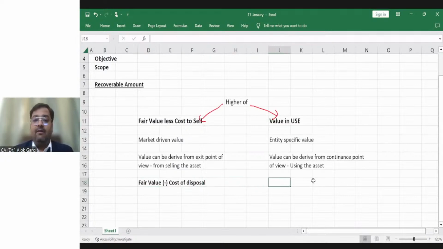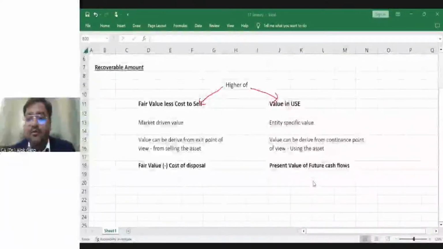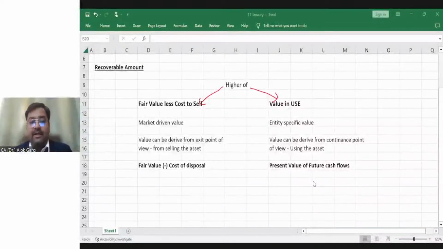And in this case, it will be present value of future cash flows. Cost to sell or value in use is 200 and 188 lakhs. So friends, let's take one more example.